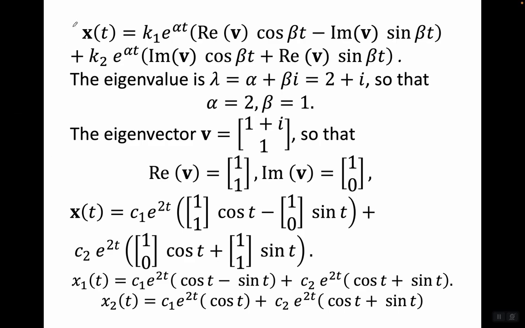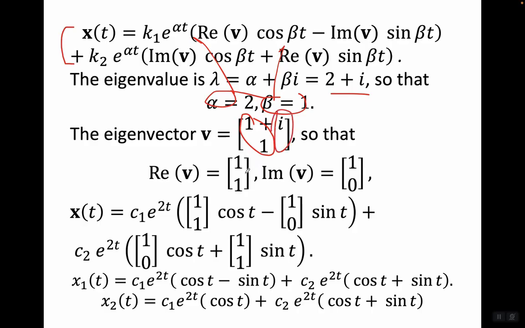Okay, so here's that hairy formula I just gave you a moment ago. The eigenvalue is lambda equals alpha plus beta i. In other words, that's 2 plus i, so we can see that alpha equals 2 and beta equals 1. We just plug those into the formula. The eigenvector v is (1 plus i, 1). The real part of v is just (1, 1), and the imaginary part of v is (1, 0).